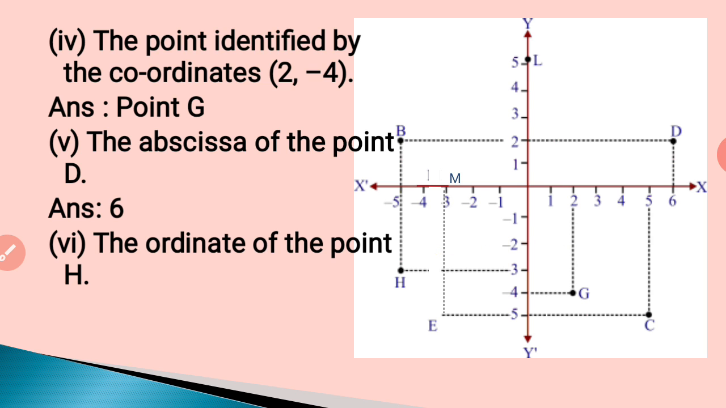Next, the ordinate of the point H. Ordinate is nothing but the y-coordinate. So, let us search for H and draw one perpendicular from H to the y-axis. If you look into the figure, you will see that the perpendicular reaches -3 on the y-axis. So, the ordinate of point H is -3.